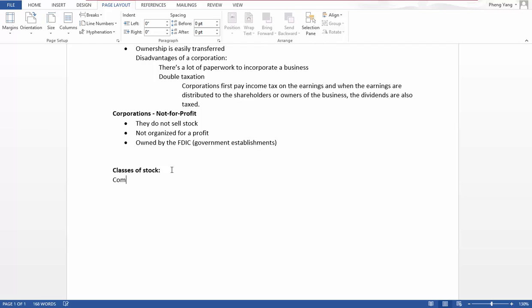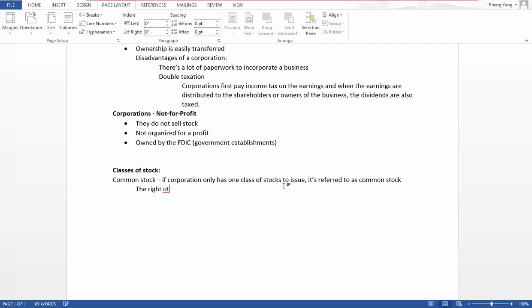All right, so there's common stock. Common stock is basically, if a corporation only has one class of stock to issue, it's referred to as common stock. And common stock has 3 different rights.